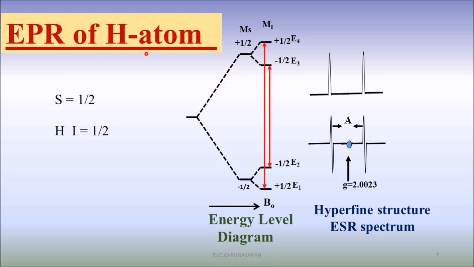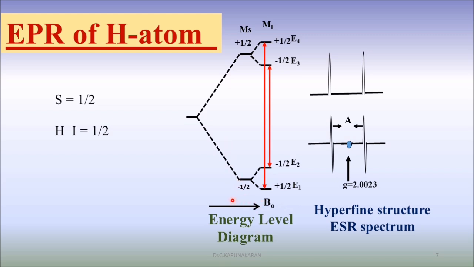For example, the hydrogen atom. In the hydrogen atom, you have one electron with spin S equal to 1/2 and the proton with I equal to 1/2. In the absence of a magnetic field, the electron spin states are degenerate. In the presence of a magnetic field, it splits into two, as we have seen earlier. Further, each spin state is split into two levels due to coupling between the electron spin moment and the nuclear spin magnetic moment. Therefore, it splits into two.